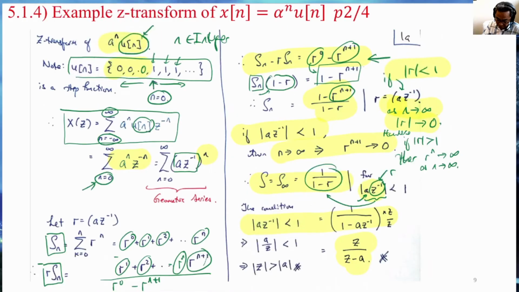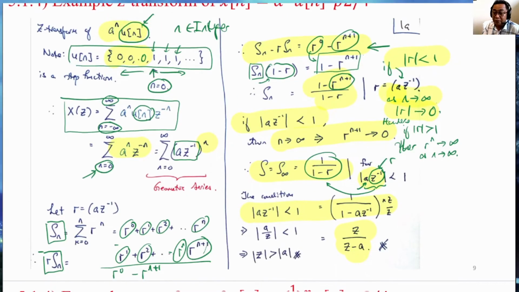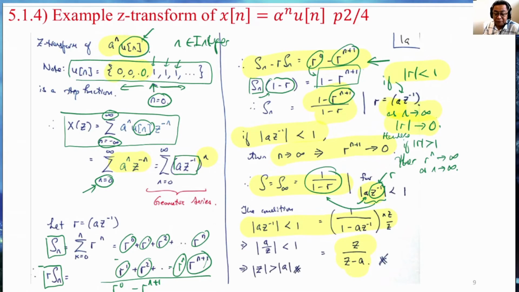So please take a minute to revise this if you're unsure. And in the next few slides, we'll show you the surface of this Z-transform.